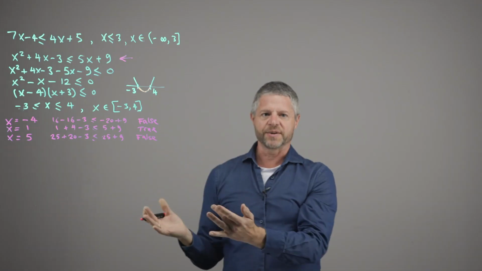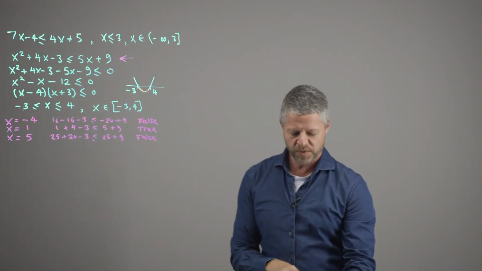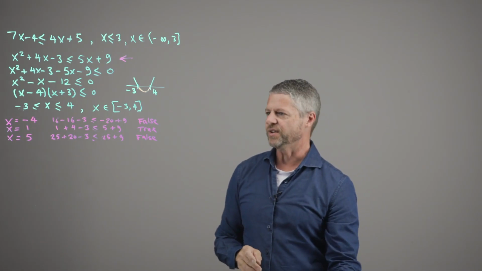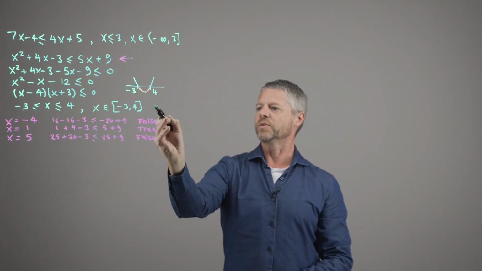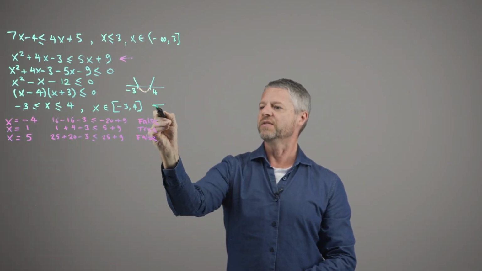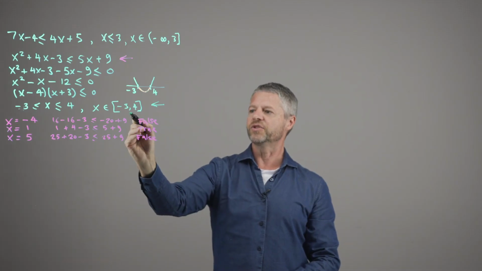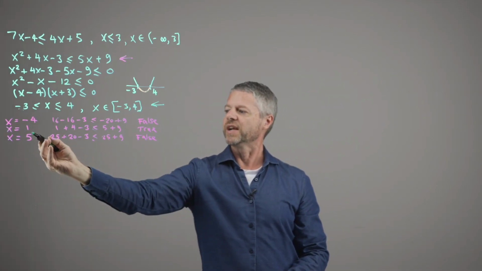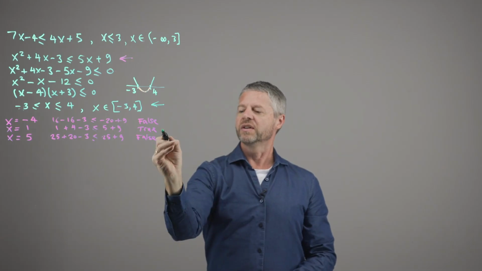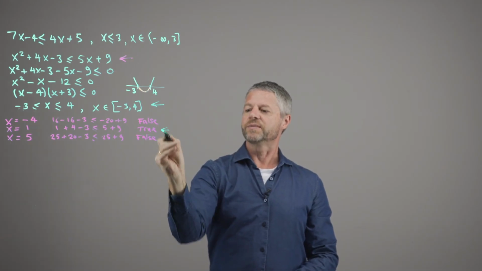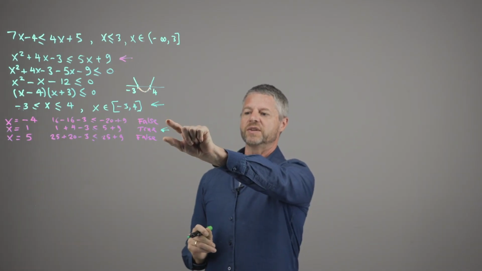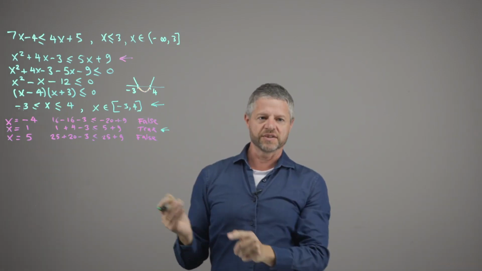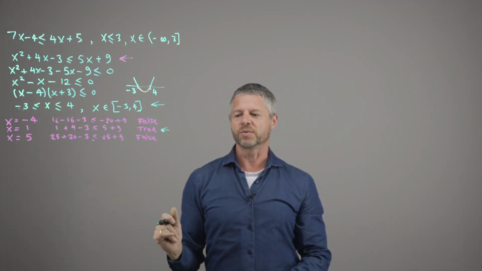And this checks out because we wanted to find the values that satisfied the inequality, and we ended up with everything in between minus 3 and 4. So when we picked a value in between minus 3 and 4, everything checked out. When we picked 2 values that were not inside this interval, then the inequality did not work out.